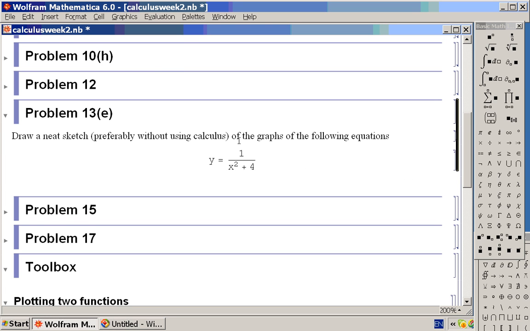Okay, so the next problem is problem 13e, and we're asked to draw a neat sketch, preferably without using calculus, of the graphs of the following functions. Let's find out some facts about this function. Let's call it f of x.